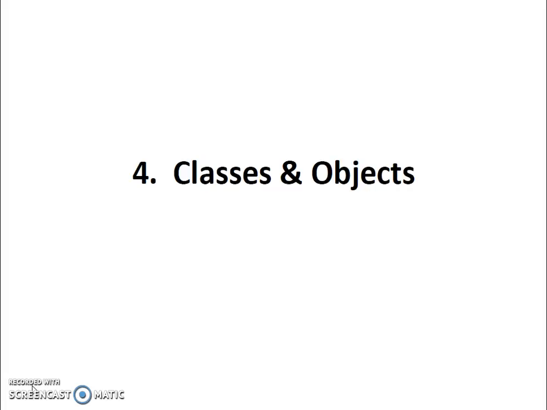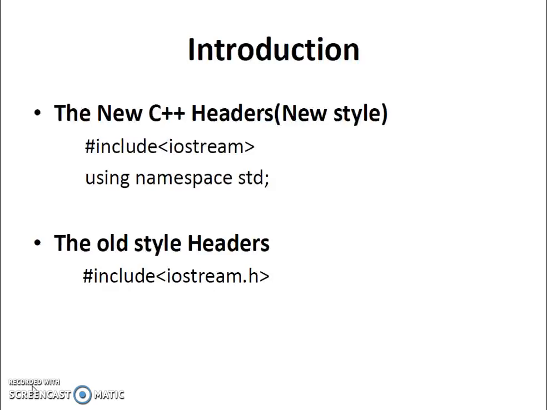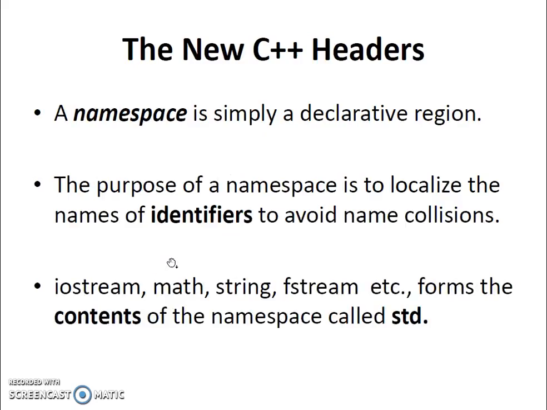I'll be dealing with classes and objects. Introduction. First, in the new C++ header, we used to write include iostream and use namespace std. In the older style, we used to write iostream.h. The h indicates the header file. This is the new style and this is the old style.